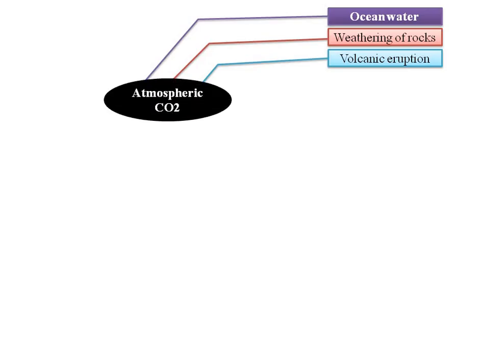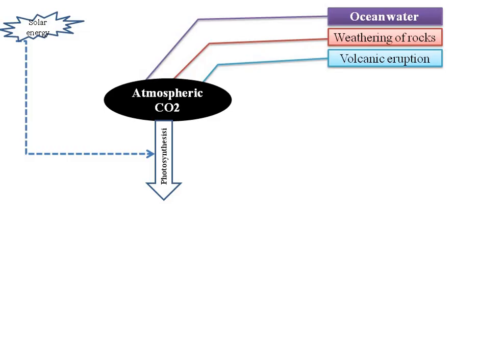Let us see how carbon dioxide is made available in the atmosphere. Ocean water is one of the major reservoirs of carbon dioxide. Weathering of rocks also emits carbon dioxide. Volcanic eruption also emits large amounts of carbon dioxide that enter into the atmosphere. This atmospheric carbon dioxide enters into the living system through the process of photosynthesis that happens in presence of sunlight. The autotrophs or green plants are the living component that can utilize atmospheric carbon dioxide, and they prepare carbohydrate for heterotrophic organisms.